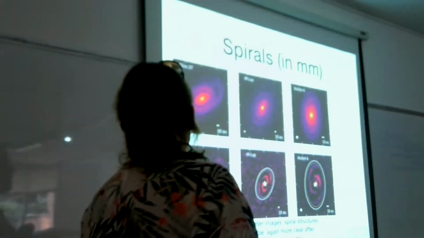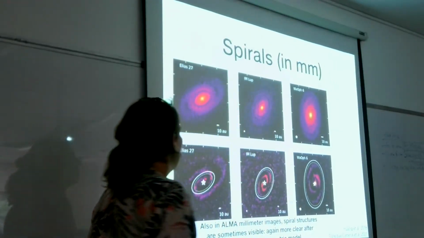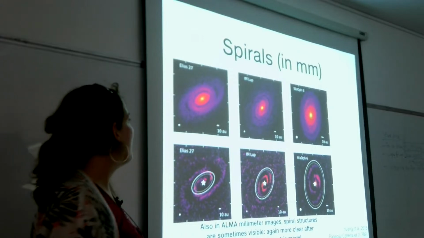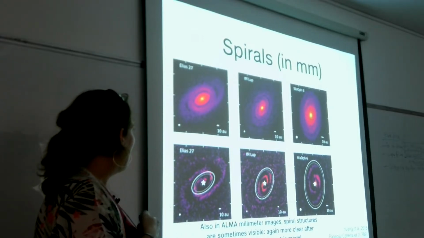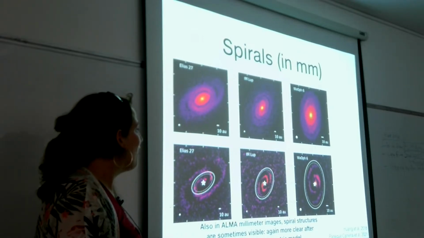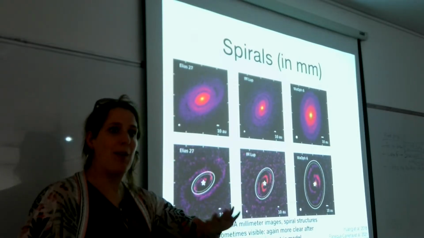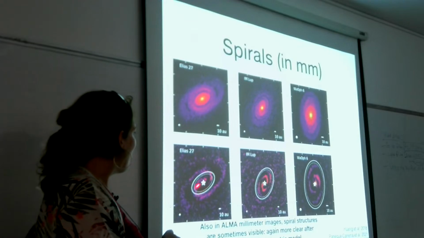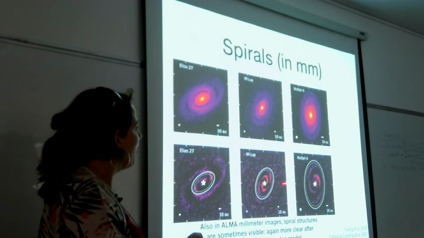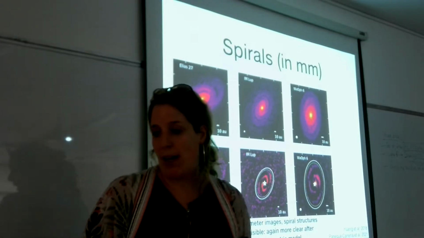Finally, we also see spiral arms in the millimeter. I already mentioned this briefly in the D-sharp discs. And also here, the best way to actually see that is by subtracting some axisymmetric model. And then in the individuals, all you're left with are these spiral arms.